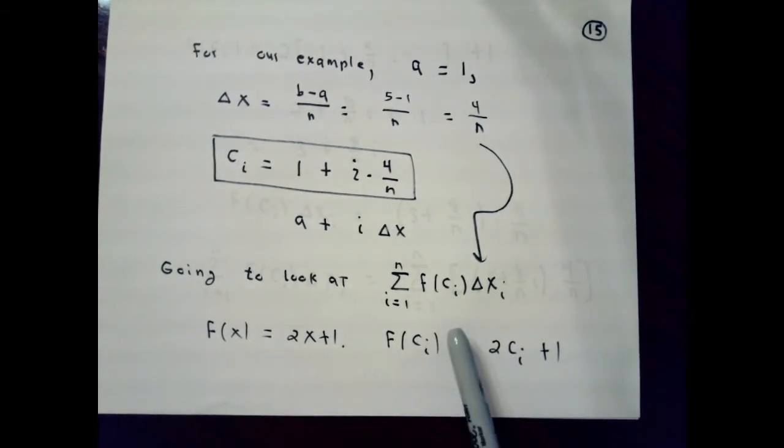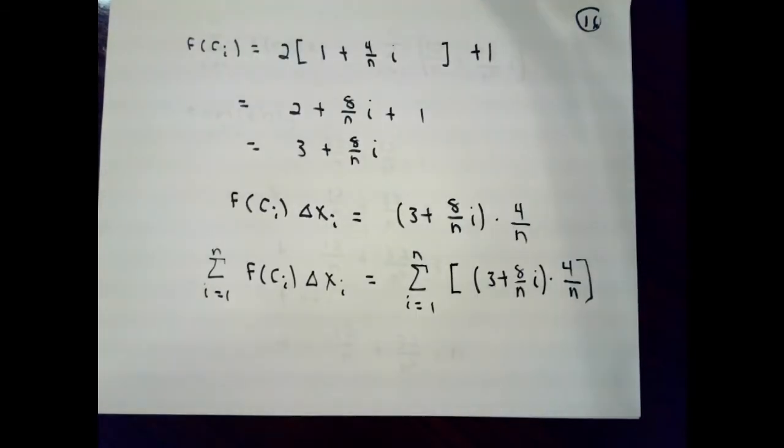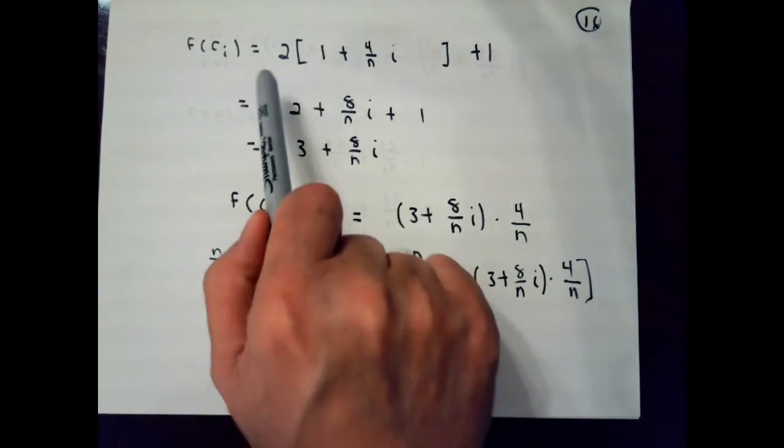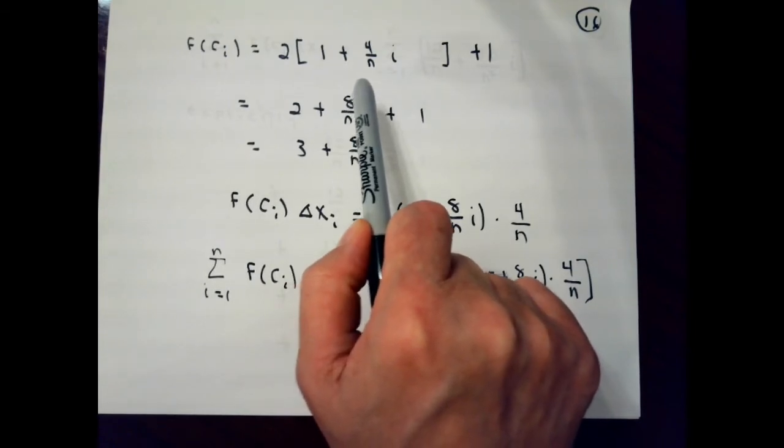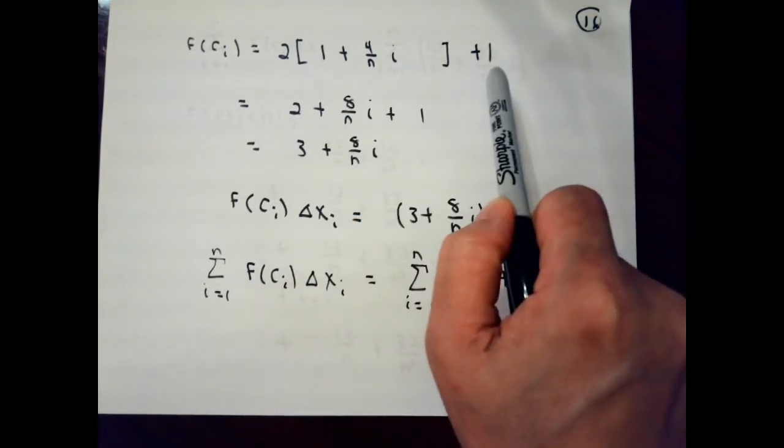In our sum, I have to look at f evaluated at ci. There is no x in that. The way you do f to the number ci is you take the number ci, multiply it by 2, and add 1. This expression is what's going to be my function value here. So if I actually write out literally what f of c is, it's 2 times x number I, which is 1 plus 4 over n times I, and then later add 1.